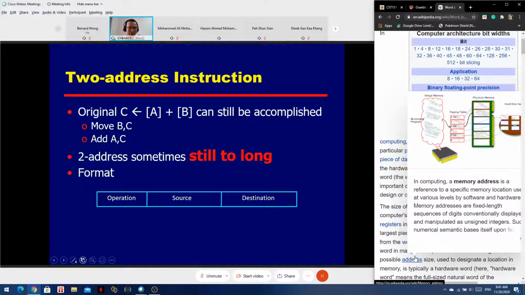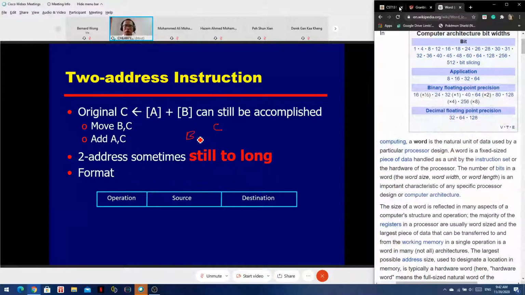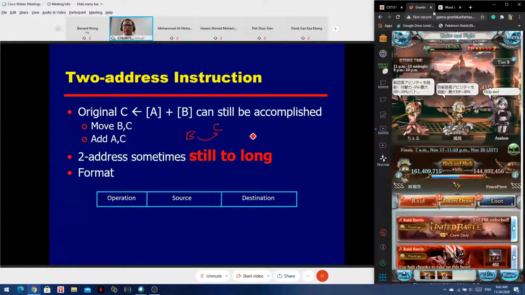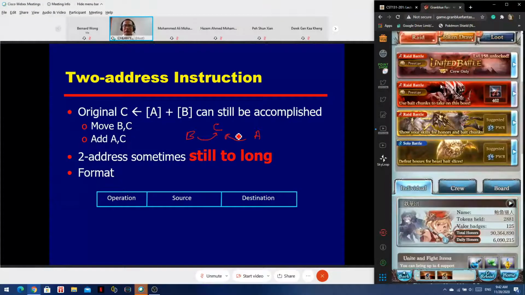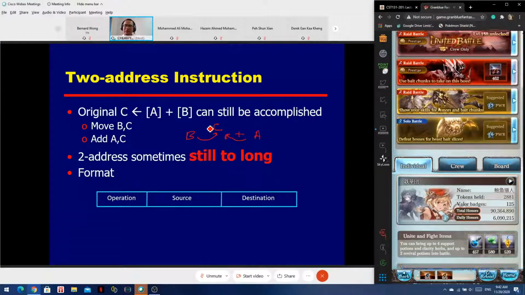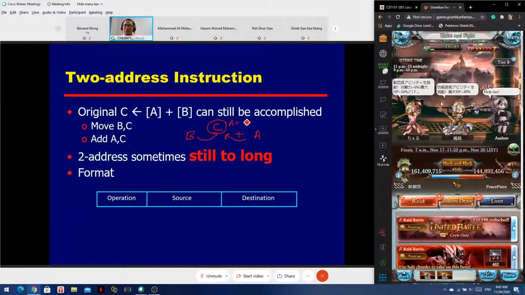Doctor, 2 address and 3 address are all just categorizing of instructions. Yes, different ways of formatting the instructions, different ways of implementing the same thing, stored in the memory. Assume that you have a storage C here. You store B into C first, and then you add A into C. So in the end, C is actually A plus B.